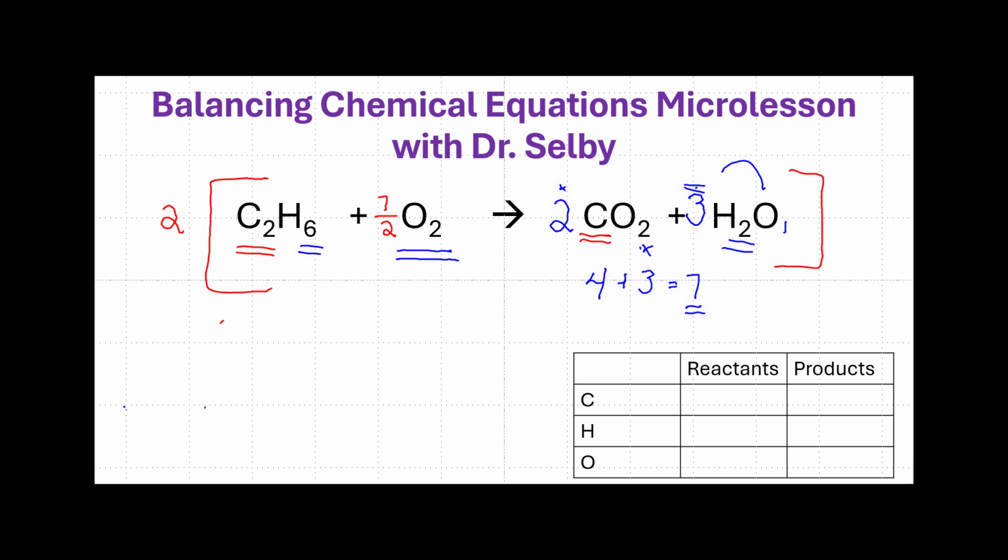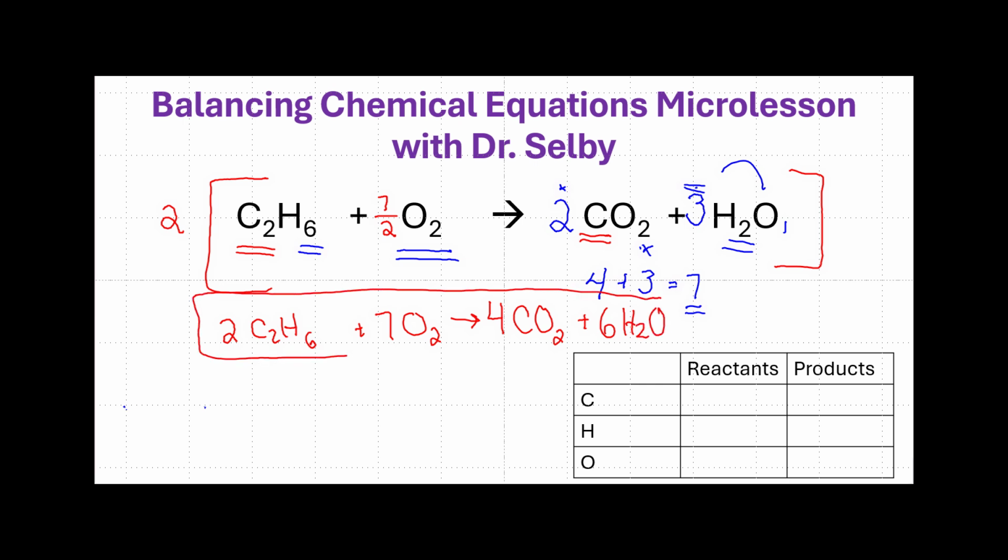So then I have 2C2H6 plus 7O2 goes to 4CO2 plus 6H2O. So that's my final answer, but I'm going to double check my work.